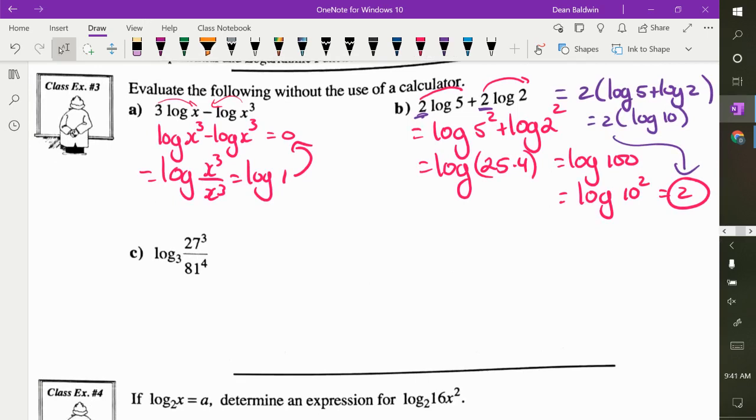What do we want to do here? There's a whole bunch of different ways to do this one. Common base? That's what I would do. I look at this question. Every time I get a question and I see it's base 3, I ask myself, could 27 be made base 3? Yes. Can 81 be made base 3? Yes. So change them to the common base.